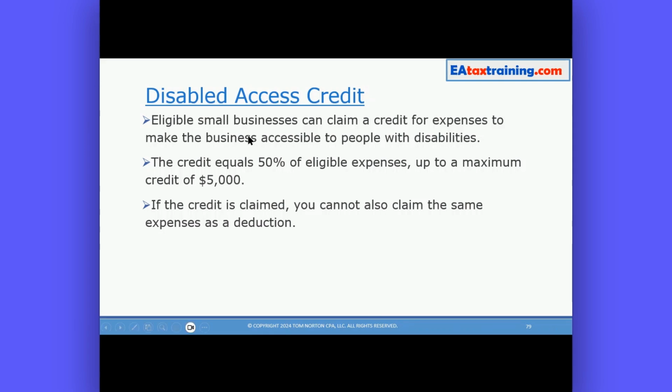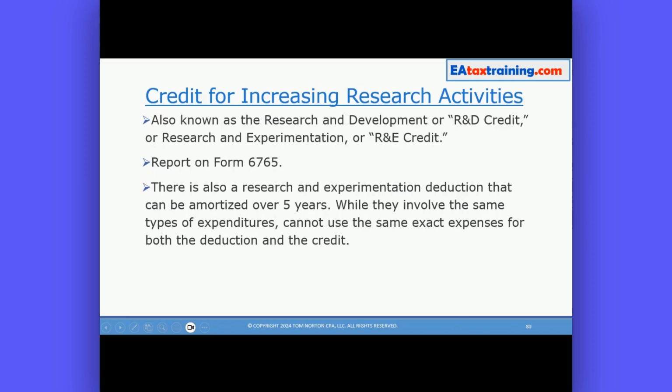When we say here eligible small businesses, you don't need to worry about for the exam what it means to be an eligible small business. If there's a question about this, they will tell you that it is an eligible small business. What they're going to focus on is it's the 50% of expenses up to $5,000. That's what you're going to want to remember.